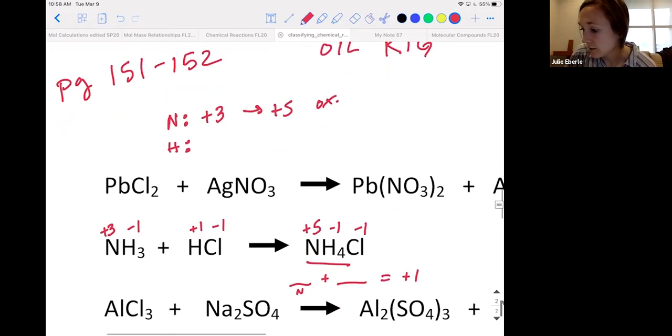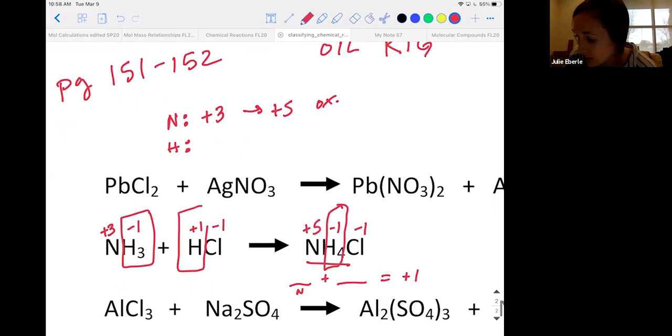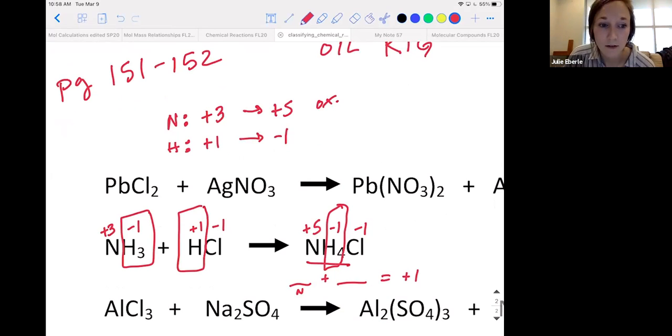Hydrogen, okay, these hydrogens match these hydrogens, right? They're all -1. But this hydrogen is a +1, and on the product side, we see that all the hydrogens are -1. So hydrogen is going from a +1 to a -1. At least one of them is. So that one's being reduced.